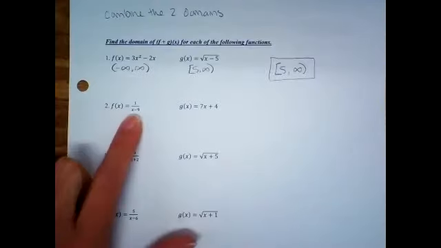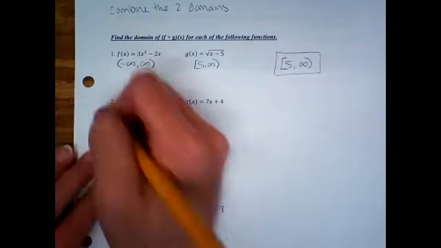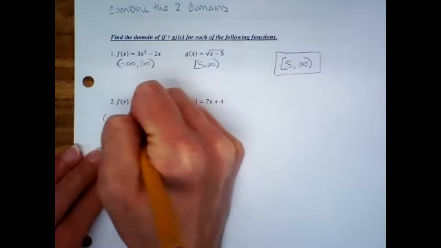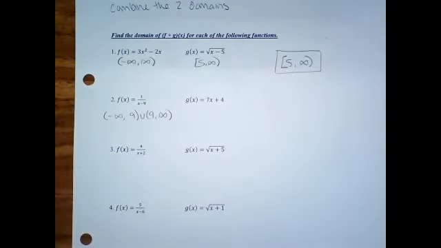So for this one, who's your troublemaker that you're going to have to kick out? 9. Get rid of 9. 9 is causing problems. It's making a 0 denominator. So you have to get rid of 9.